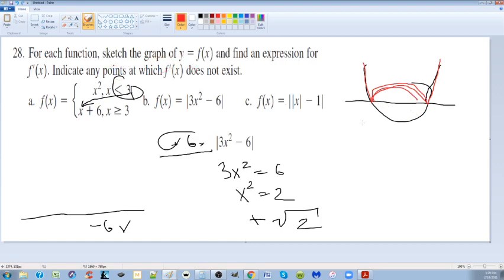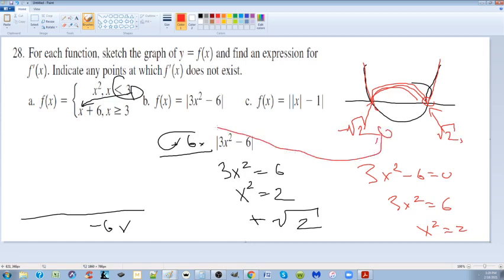So where does it not exist? It does not exist here and here. Where's that? That's when 3x squared minus 6 is equal to 0. So 3x squared is equal to 6. X squared is equal to 2. So it does not exist at the points minus square root of 2 and positive square root of 2, comma, whatever the y value is. When you put square root of 2 in there, it becomes 2 times 3, 6, minus 6, 0. So those are the two points where the derivative does not exist for that graph.